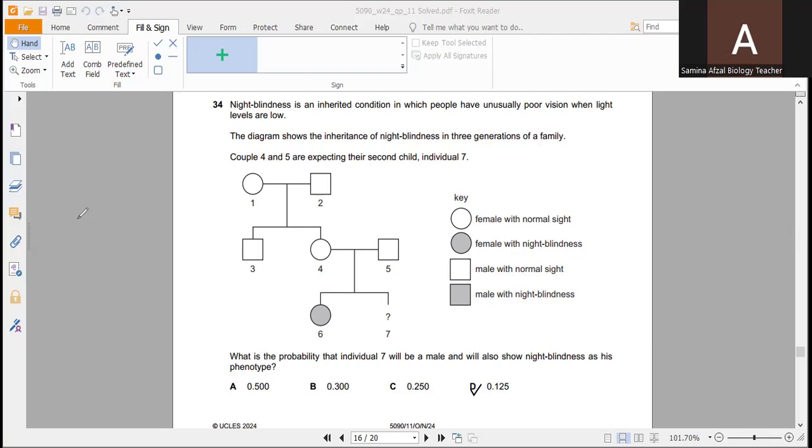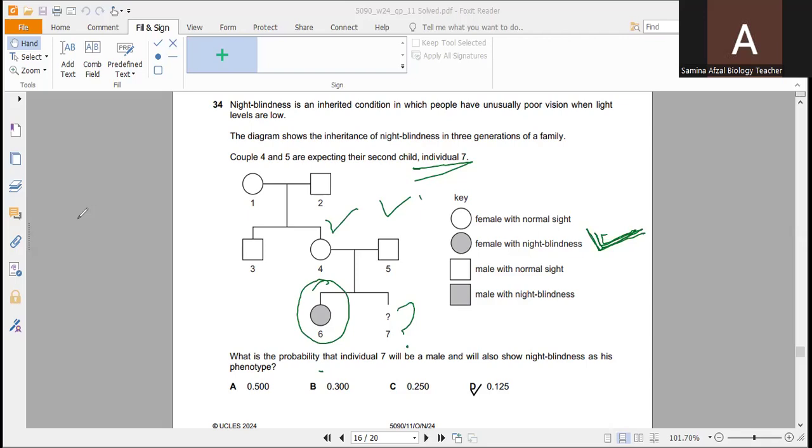Here you can see couple 4 and 5 expecting their second child, individual 7. Individuals 4 and 5 have individual 6, who is a female with night blindness. Now the question is, what will be individual 7? What is the probability that individual 7 will be a male and will also show night blindness as its phenotype?